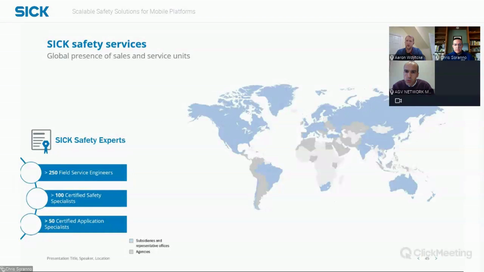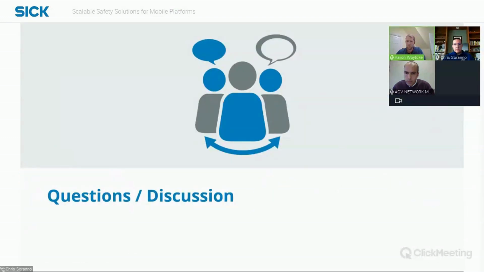So we do have a safe radar system that's been used in conjunction with various mobile platform applications. It's not necessarily a product for use on these mobile platforms themselves, but I've seen them being used in conjunction in the general application. So I'll probably do your question from before about the general application and where SICK can support. These products can go in the application.